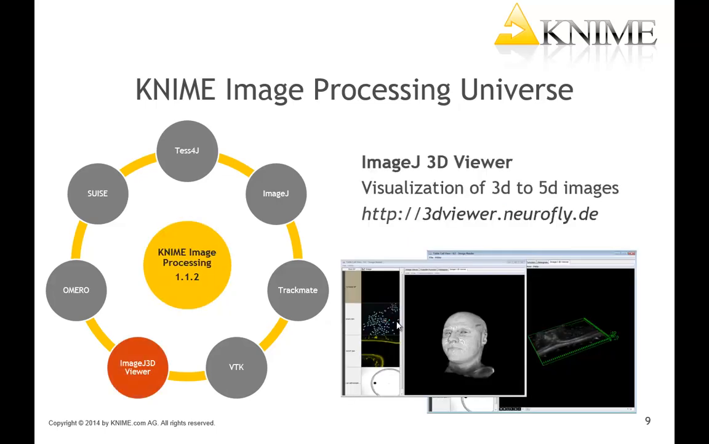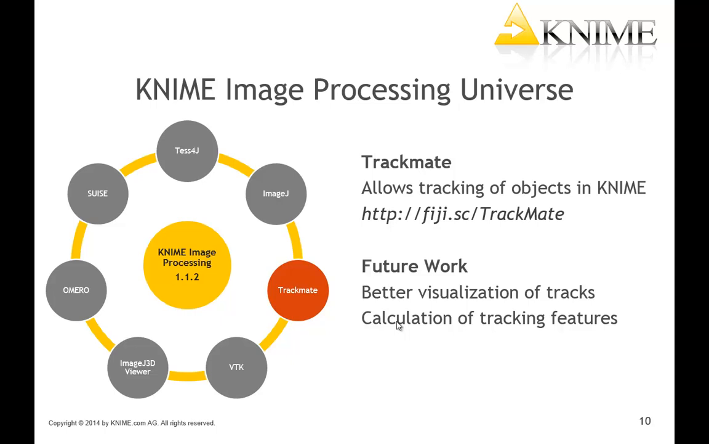For example, the ImageJ 3D viewer, we just use the Fiji plugin 3D viewer, adapted it a little bit, so that it works in KNIME, and we have it running. So you can inspect 3 to 5 dimensional images in KNIME. For tracking, we use TrackMate of Fiji. Some of you may know the plugin. It's a very, very nice plugin, and you can use any segmentation algorithm in KNIME or any feature filtering in KNIME, and then use the standard TrackMate tracking algorithms in KNIME.